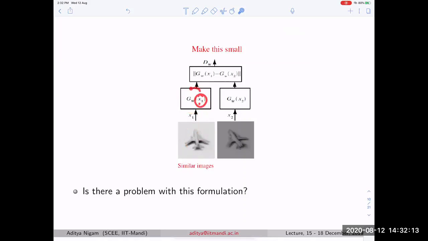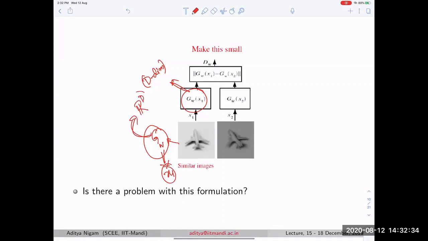Suppose that this thing is d-dimensional. Then this network, whatever G_W that we have, takes any image and takes it to a subspace of R^D. In that subspace, this image is actually a single point, and this image is also a single point. So in that space, you see that I am having 2 points.